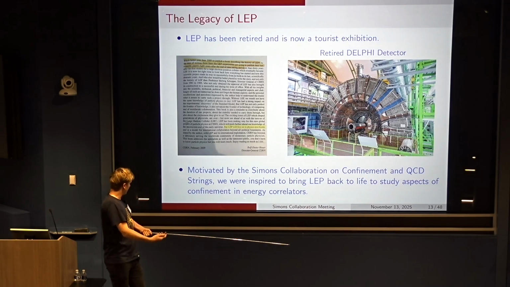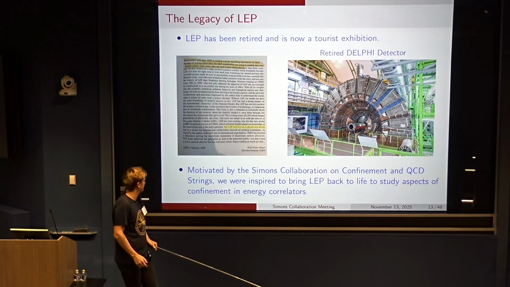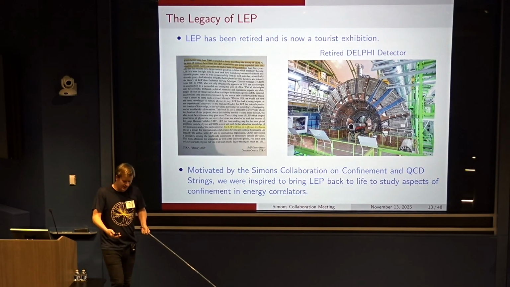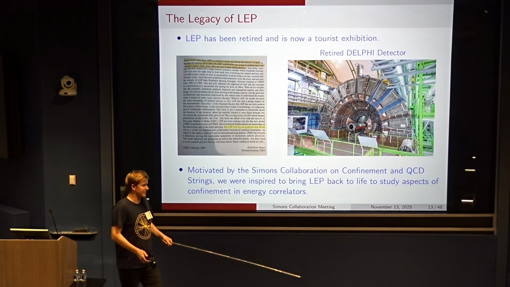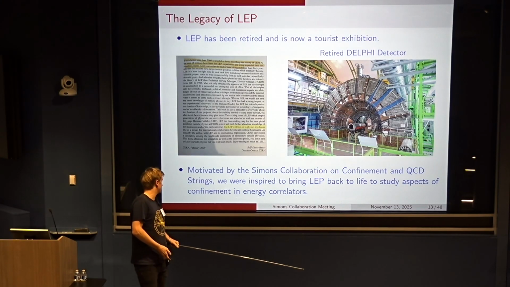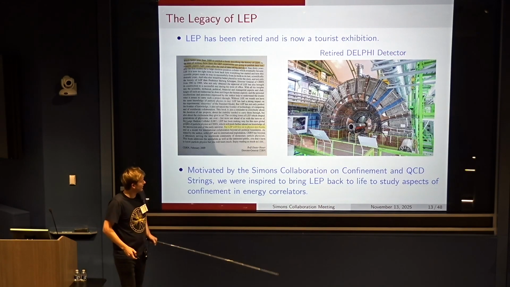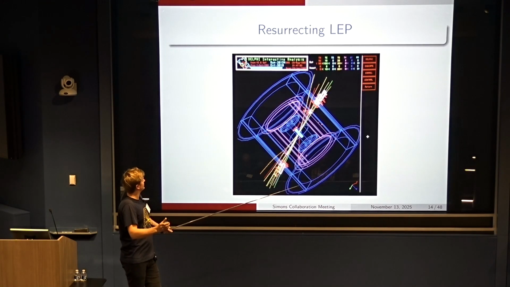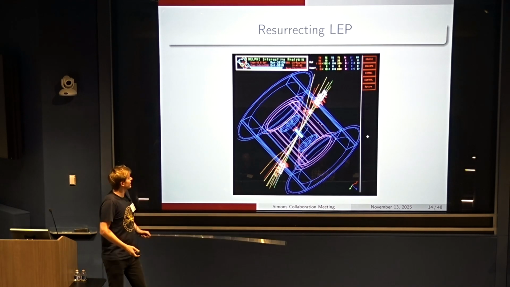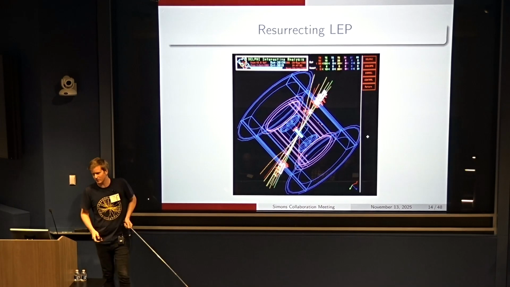I attended a number of the early workshops of the Simons collaboration on confinement and QCD strings. And so we were really motivated to go back and actually use this data, because of the recent interest in confinement, to really bring it back to life and try and focus on understanding aspects of confinement in these energy correlator observables. This will be a bit of a detour, but it's an entertaining detour on trying to resurrect the data from these early LEP experiments to have improved insight into confinement.